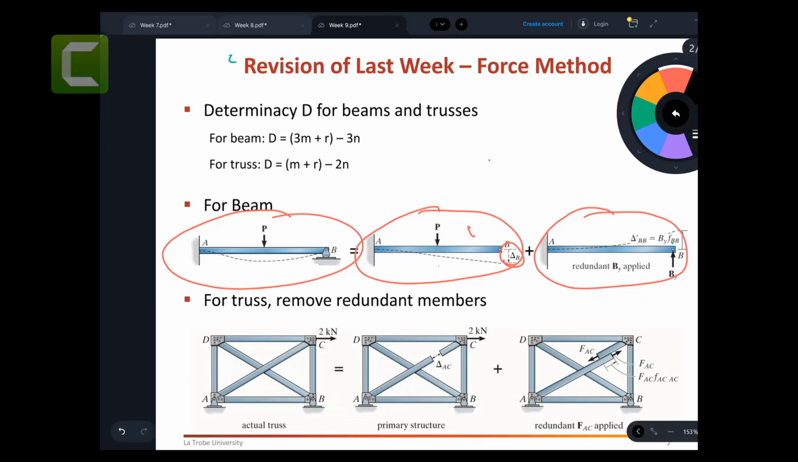So by the way, you need to calculate two displacements. Once you calculate those two displacements, if you make those two displacements equal, you can find the unknown force. And once you find this unknown force, you can use the three equilibrium equations to find the other three unknown forces. Similarly, truss problems are similar. You can remove one of the redundant members, and from there you can solve that truss problem as well.